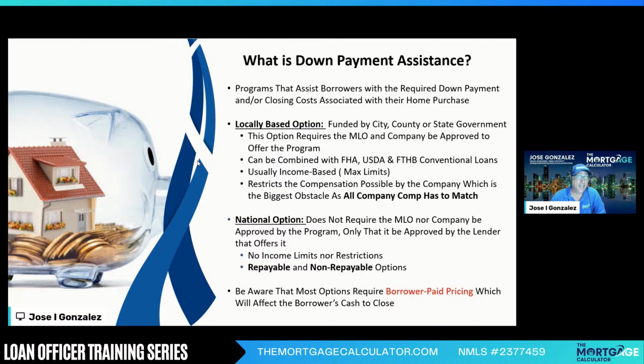So the locally based option is not the one that we at the Mortgage Calculator typically offer. We're a national company, and the obstacle with the locally based options is that all the company compensation has to match. And where this becomes an issue is because the locally based options will tend to restrict the compensation that is possible to be earned by the company, which is, like I mentioned, the biggest obstacle because all company comp has to match in a given state.